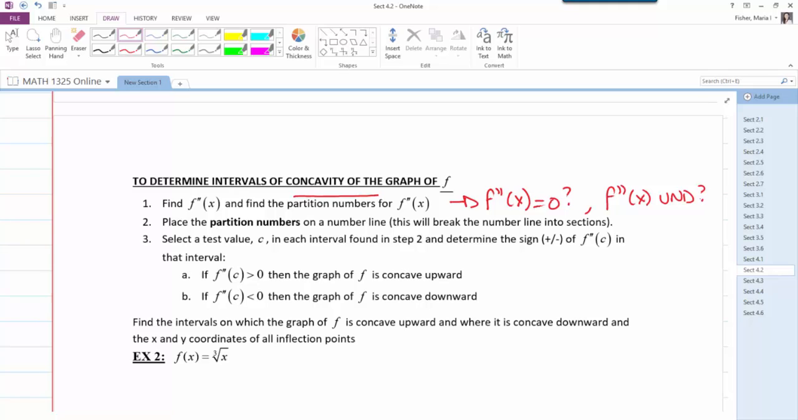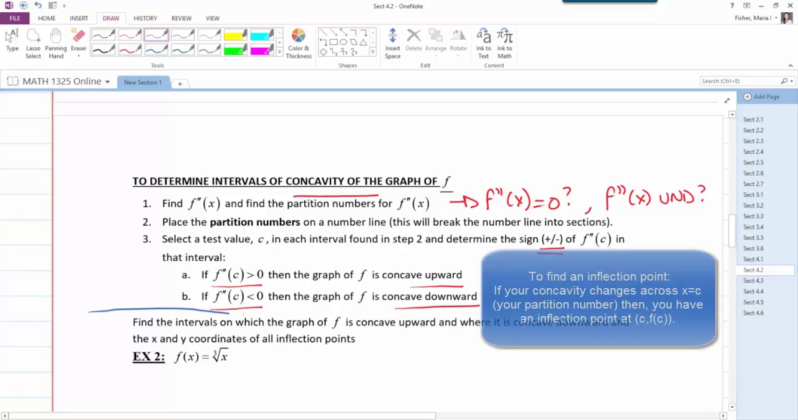Then we have to place those partition numbers on a number line. So this should be sounding very familiar. Part 3, select a test value from each of the sections and figure out the sign, positive or negative, of that second derivative in each one of those intervals. If the second derivative is greater than 0, you're concave up in that interval, and if the second derivative is less than 0, you're concave down.